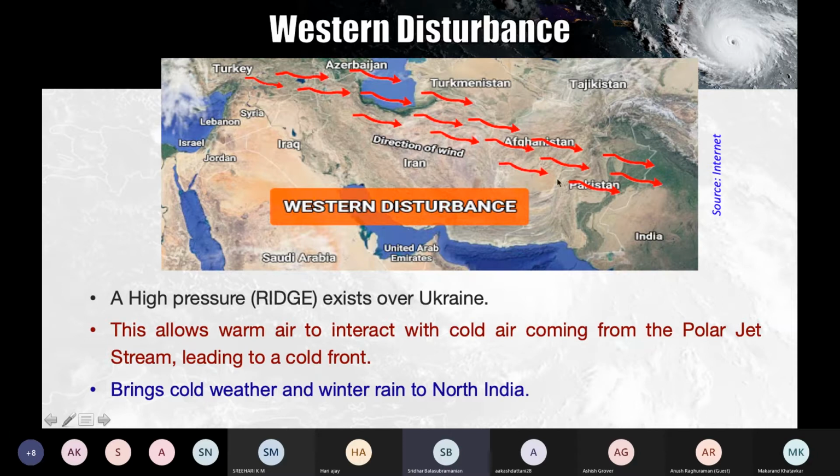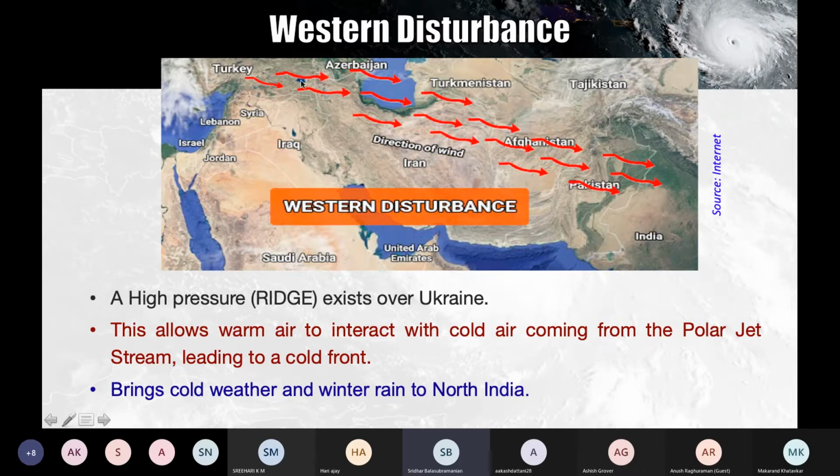And during winter, in this region, most of the time you have colder air, because most of Afghanistan and Pakistan here, you have hilly regions which contain cold air because of snow and everything. So when this warm air and cold air interact, it leads to formation of a front, and that front results in formation of clouds and rain. So this western disturbance is nothing but high pressure near Ukraine, which pushes warm air, and that warm air interacts with the colder air, which is due to the formation of the subtropical jet stream, and that interaction of the two gives rise to the western disturbance, and that's what brings cold weather and winter rain to North India.